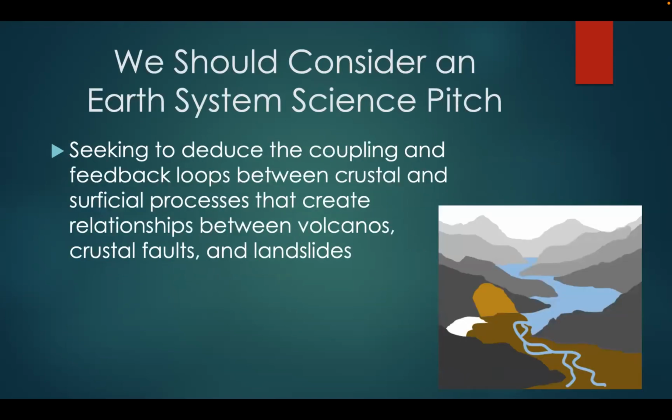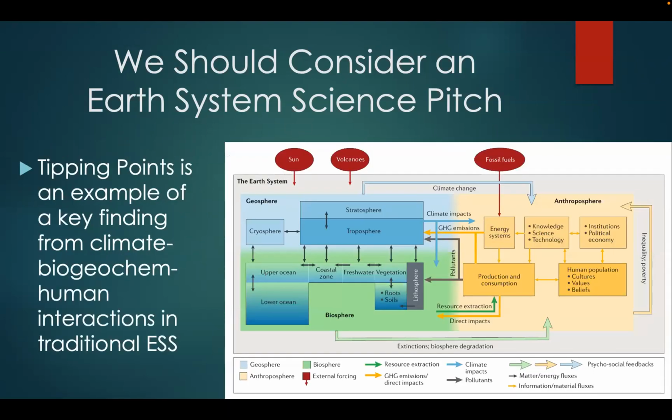And I'll make a pitch for a little bit of a science wrapper too. I think we should learn some lessons from Earth system science about ways to pitch this, right? We could envision seeking to deduce the coupling or the feedback loops between crustal and superficial processes that can help us understand the relationships between volcanoes, crustal faults, and landslides. If we look at what traditional Earth system science has accomplished over a few decades, the climate, biogeochemical, and human interactions have taught us a lot about the relationships between different aspects of the system. And so trying to understand that could be really helpful.